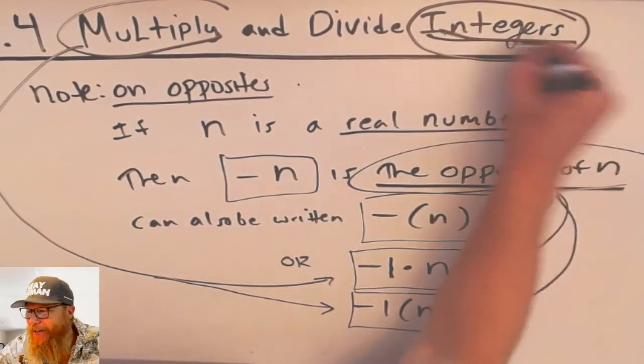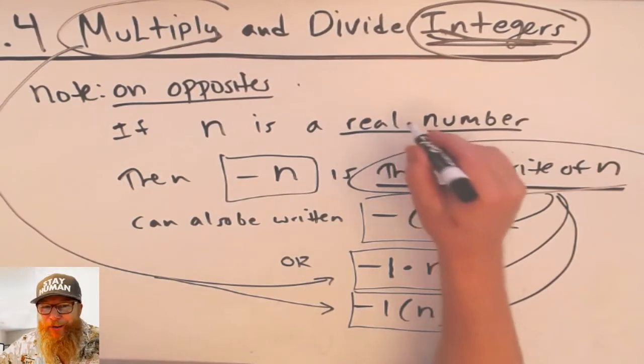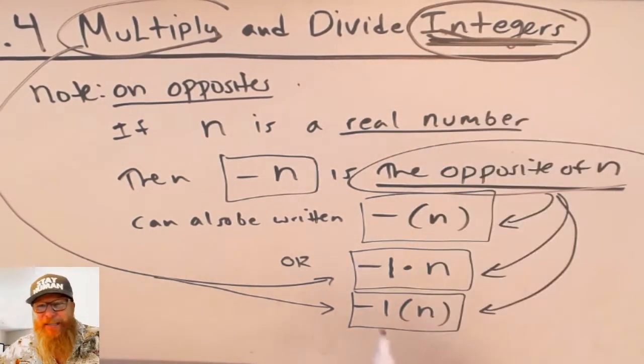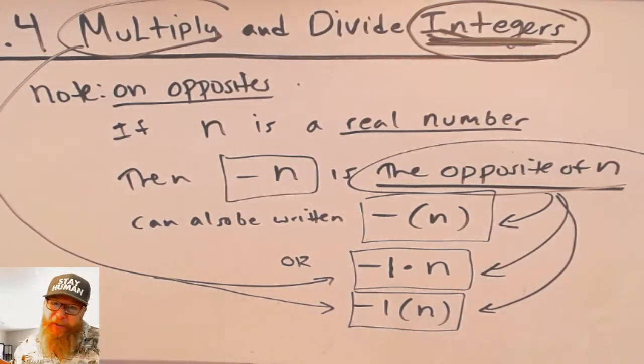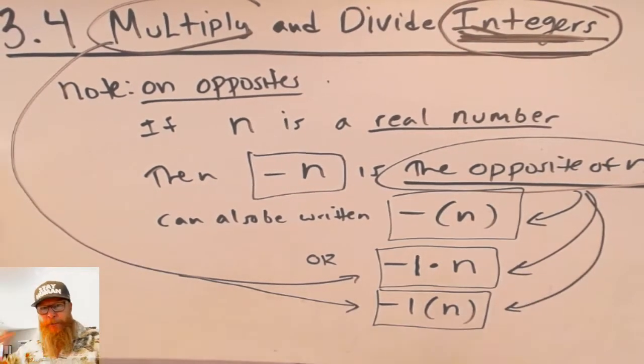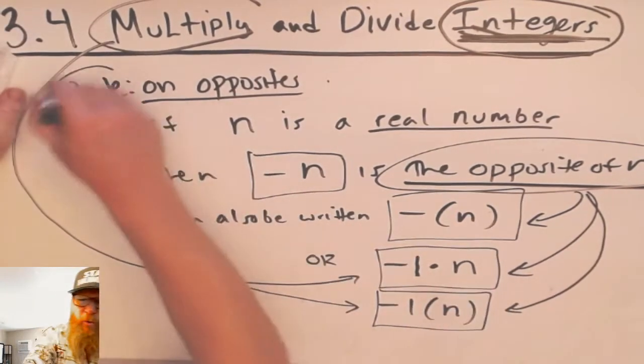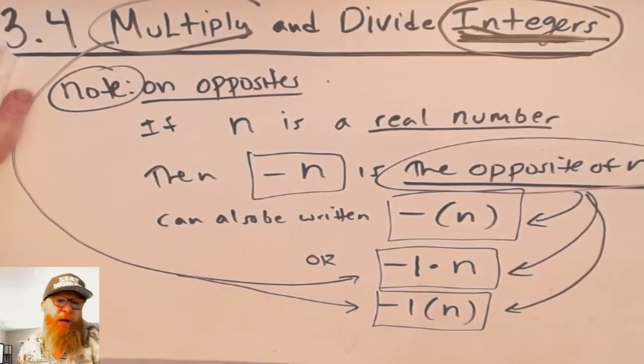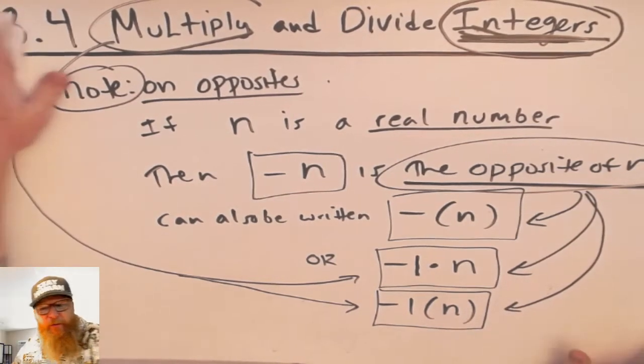In particular, I know I always use the word real number, but really what we're talking about is integers. We will have a much broader discussion about real numbers in general. I would just take it one chapter at a time. So in chapter 3, we're talking about integers. All right, and that's just a quick note on opposites. Multiplying by -1 is equivalent to finding an opposite.